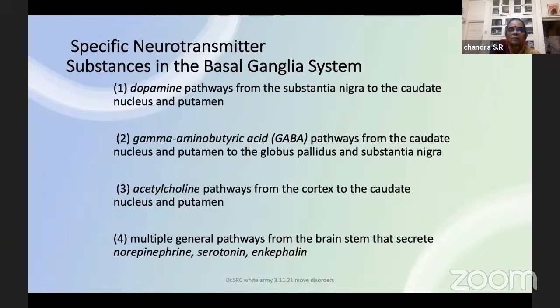So dopamine from the substantia nigra to the striatum, and the reverse is GABA, and acetylcholine pathways from the cortex to the caudate nucleus and putamen. You know, acetylcholine is a memory molecule. So acetylcholine is for the cognitive understanding of what you are going to do. And multiple general pathways from the brainstem secrete norepinephrine, serotonin, enkephalin; they are all synergistic neurotransmitters. So these are the main important neurotransmitters: dopamine, GABA, acetylcholine, and synergistic neurotransmitters like norepinephrine, serotonin, and enkephalin.